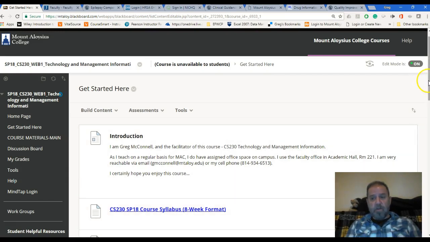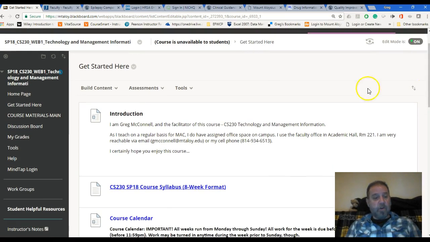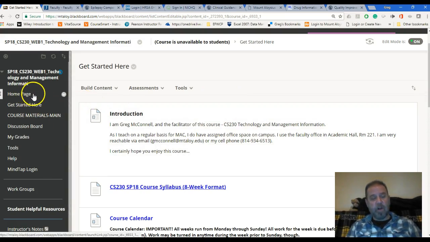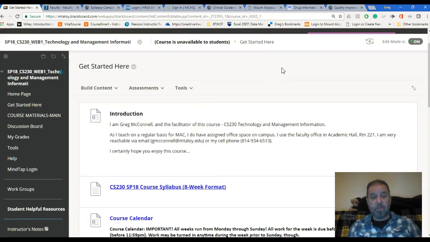Okay, so when you log into the course, you click on the course, you're going to be taken right to the Get Started Here area in Blackboard. I have it set up that way for now. I'll probably change it and put it back to the home page, so when you log into the course, you'll be set to the home page. That way you won't miss any important announcements. But for now, for the first couple of days, maybe the first week, I have it set to land you on the Get Started Here.